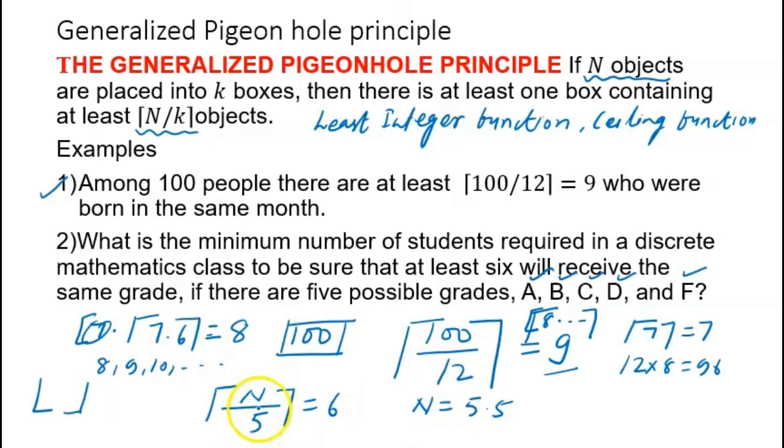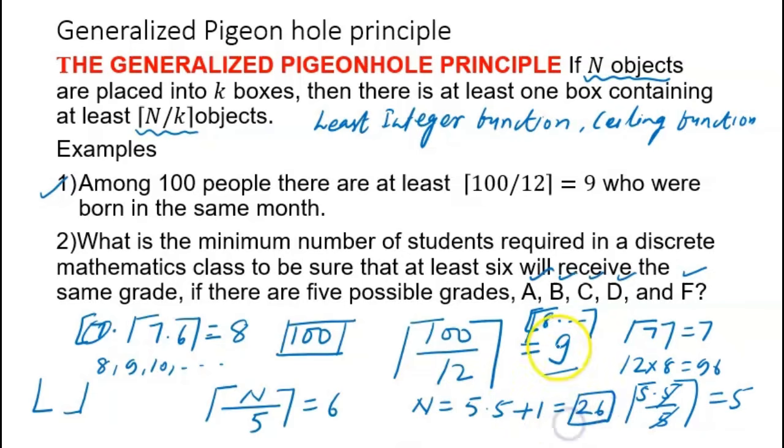So if I take 5 into 5, what will happen? I will get 5, because 5 into 5 by 5, if I take its ceiling function value, then 5 and 5 will cancel and I will get 5. So certainly I have to take at least one more. So 5 into 5 plus 1, that is equal to 26.